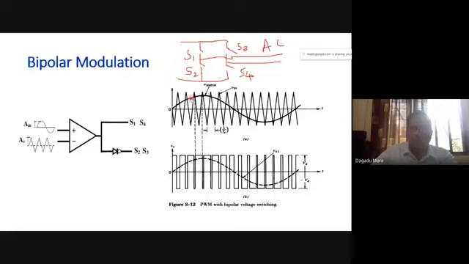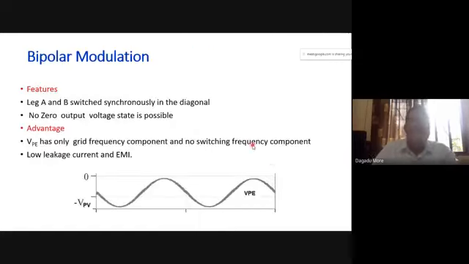Here S1 and S4 will be on, but if you see here, the modulating voltage is less compared to the carrier wave, and in this period our switches S3 and S2 will operate on the negative side. So the output voltage will be either plus VDC, that is plus VPV, or minus VPV. We don't have a zero voltage. And because of that, what will happen?